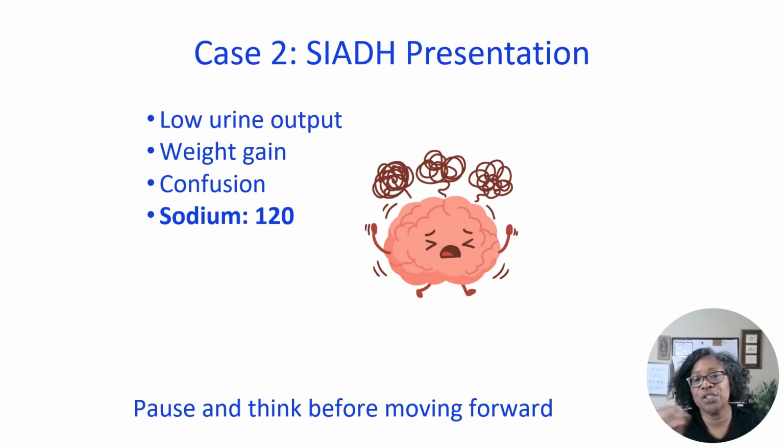All righty, so now we're going to shift to a different endocrine emergency. In this one, the patient has low urine output, weight gain, and confusion, and their lab work is showing a sodium of 120. So what would you think would be going on with this patient?